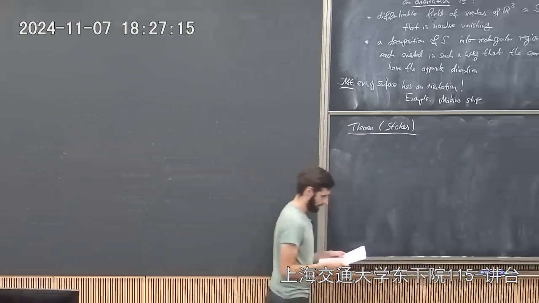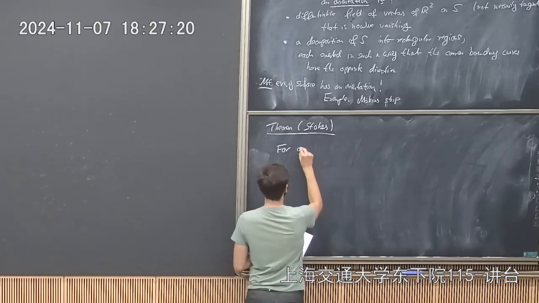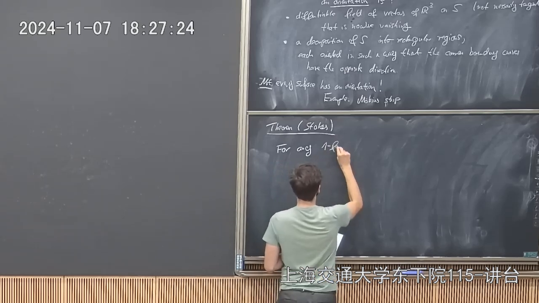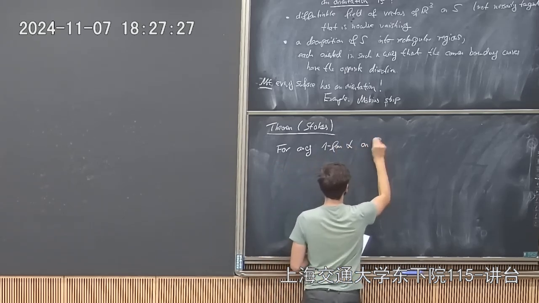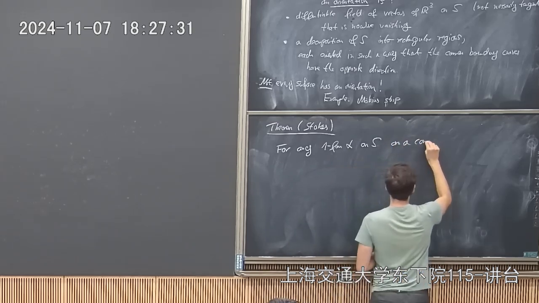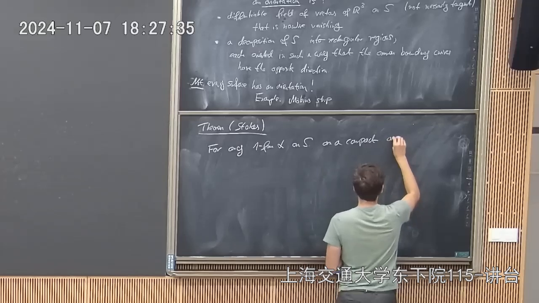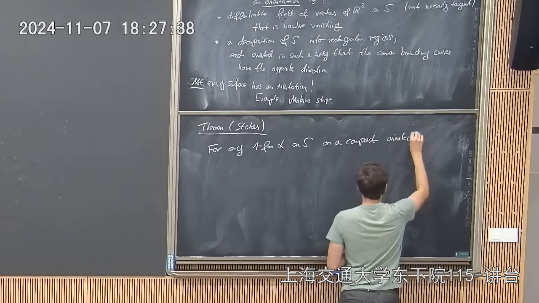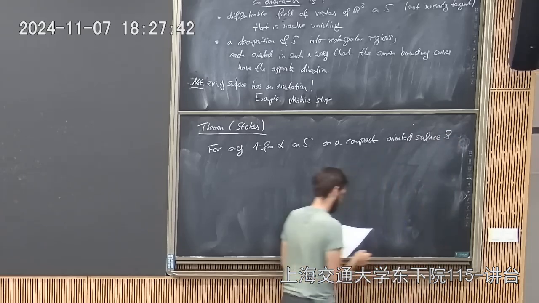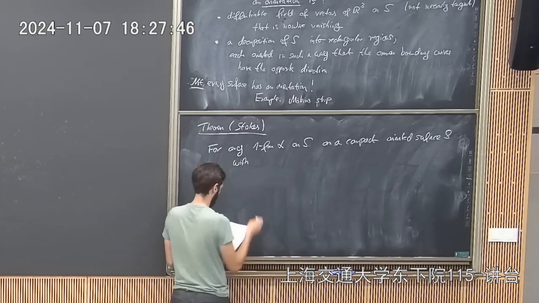And the theorem is something that you can guess, namely for any one form alpha on S, on a compact oriented surface S, where the surface may have a boundary.